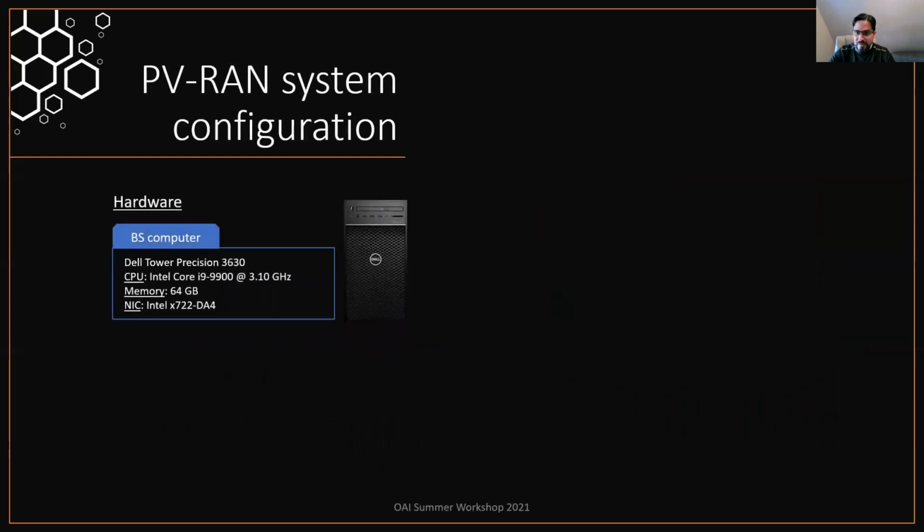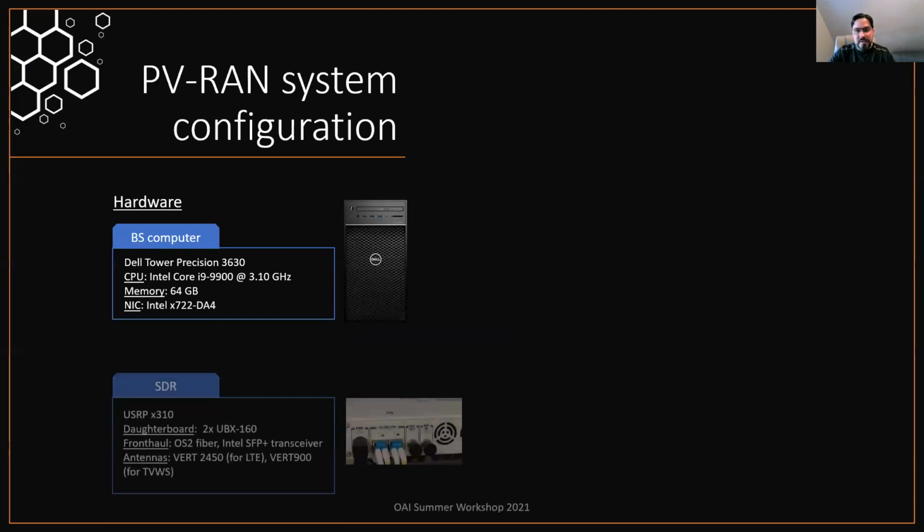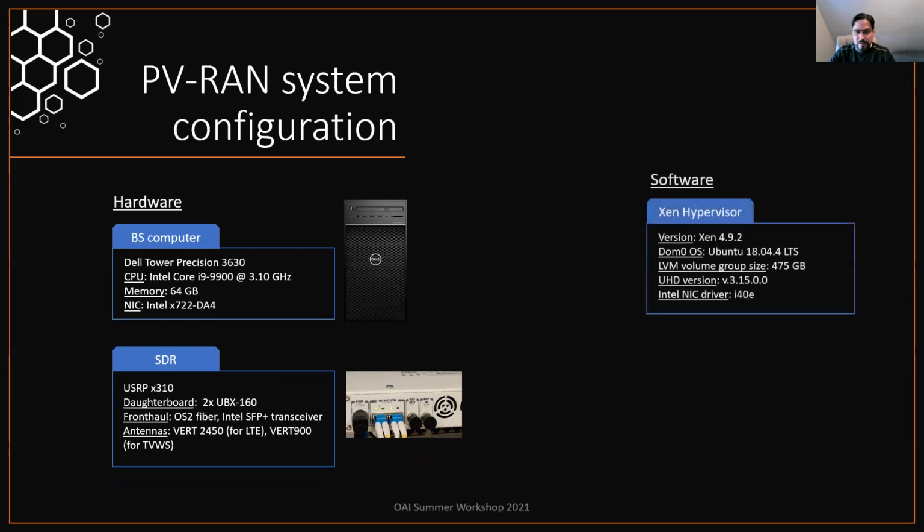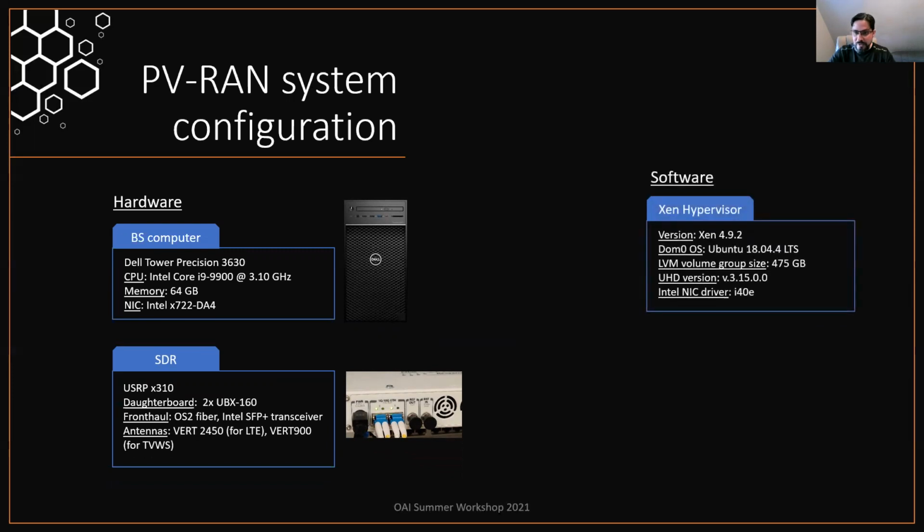The PVRAN platform is composed of the following hardware. We have the BS computer, which is a powerful Dell tower with 16 cores and 64 gig of RAM, equipped with an SFP+ network interface card. The USRP X310 is connected to the BS computer via OS2 single-mode fiber and SFP+ transceivers. For the Xen software component, we use Xen 4.9.2, and the Xen control domain, domain 0, runs Ubuntu 18, and the volumes are managed by LVM.